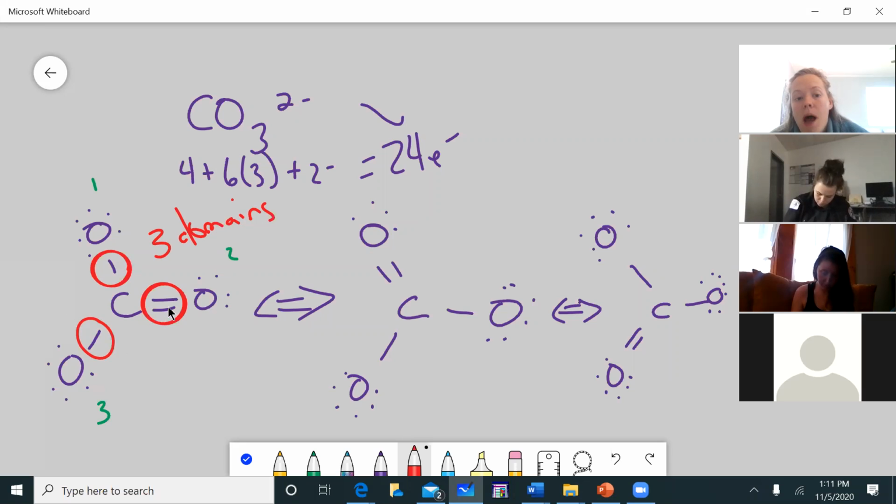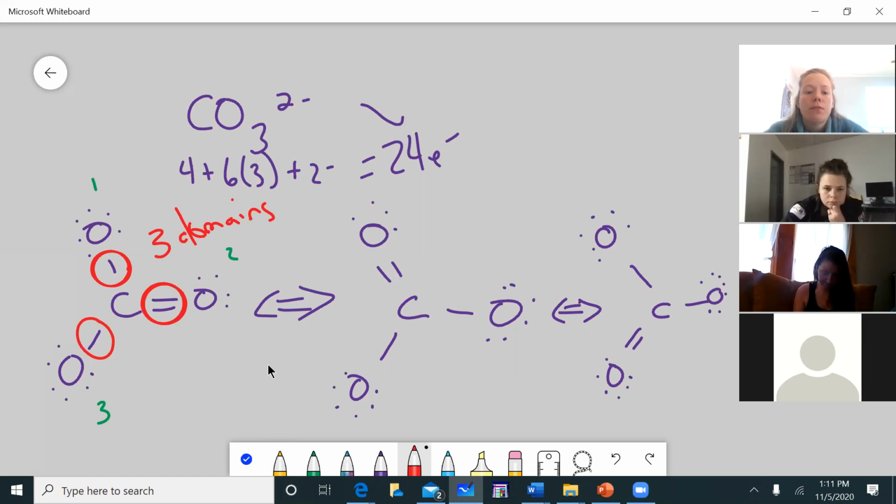Why do we consider a double bond 1 domain? Well, the double bond is a unit. It's sort of fused together, right? It's attached on the carbon end, it's attached on the oxygen end. So we've kind of pinched the edges. So we consider that 1 domain. Same thing is true if we're talking about a triple bond. You're going to group that as 1 domain.